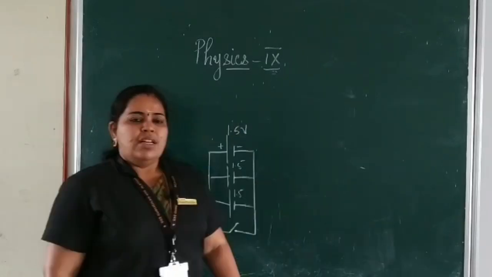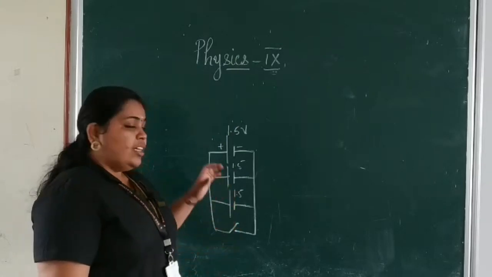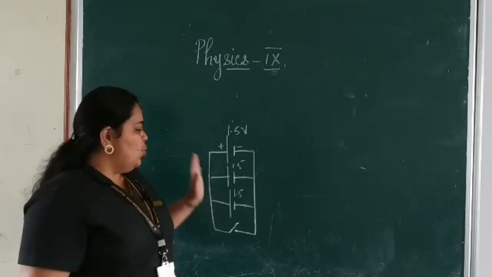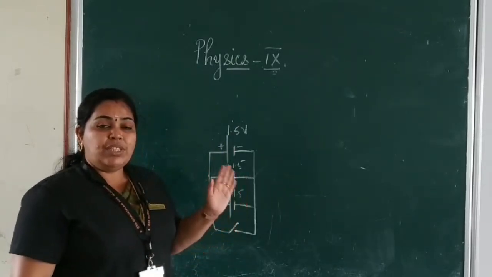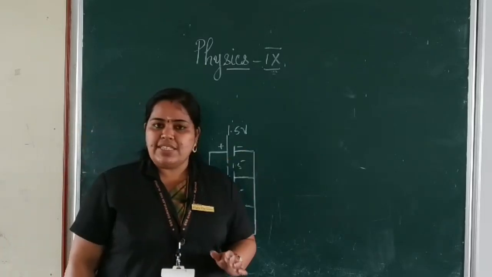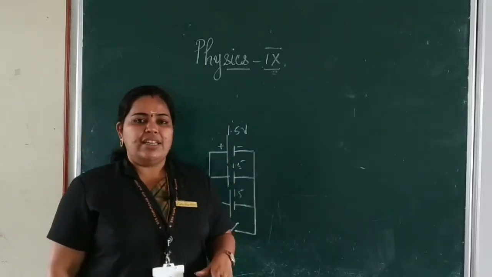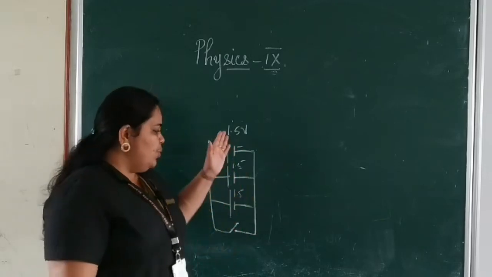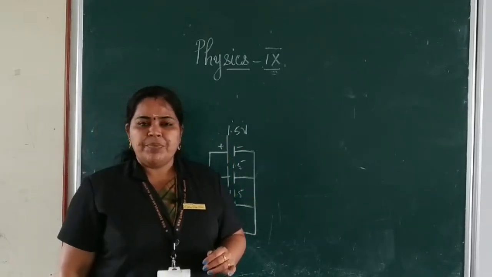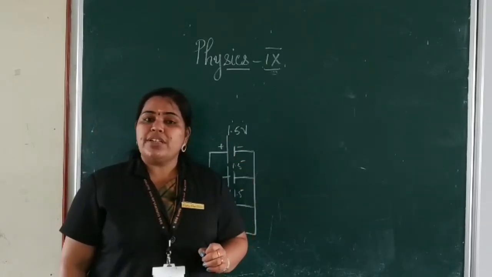Is it clear? And the second point, the total current splits through each cell. We said earlier that the current flowing through each cell is the same. Here, the current will not be the same as what we give. That current splits into these three branches. Clear?